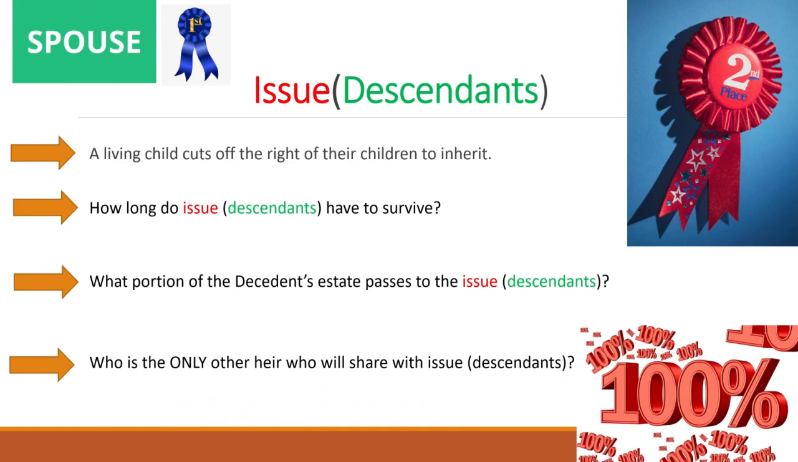All right, so here are some rules. We already talked about the living child cutting off the rights of their children. How long do they have to survive? The issue have to survive 30 days in Maryland and 120 hours under the UPC. What portion do they take? Everything, to the extent the intestate is survived by a descendant. So let's assume that there is one grandchild who survives the intestate. That one grandchild will take everything. We'll never get to any other calculation. The only person that issue or descendants will share with is the spouse.